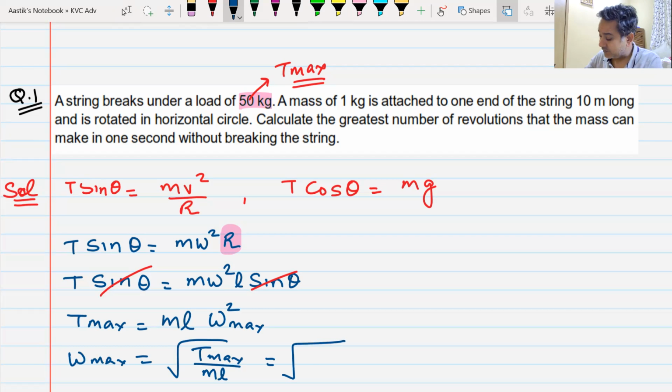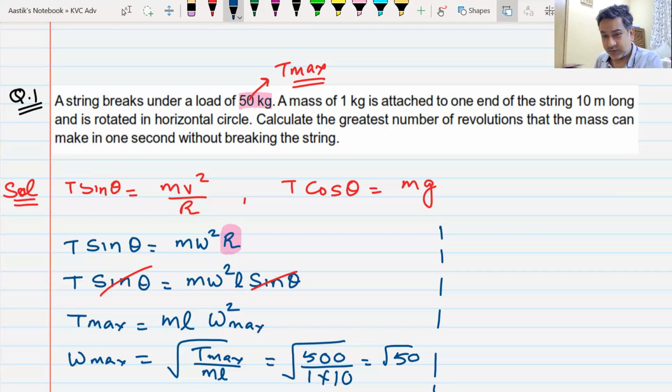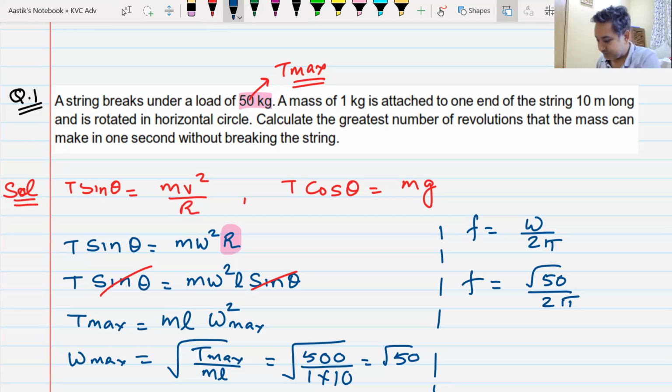T max is 500, mass is 1, into L. This is root over 50. This is your omega. How many revolutions can it make? This omega is in radians per second. Number of revolutions in 1 second is frequency, my dear friends. Frequency is omega divided by 2 pi. So the answer is root over 50 divided by 2 pi. That is what they were asking. That's it.